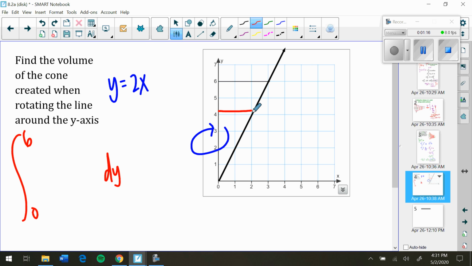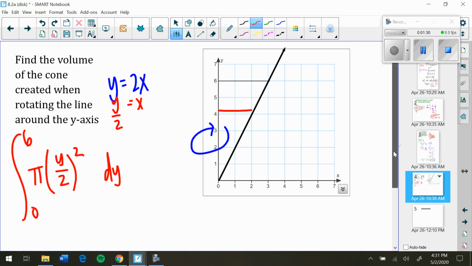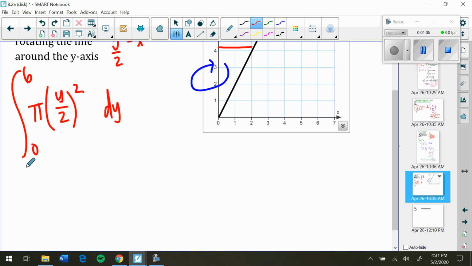Now, my radius this time is actually an x distance. So what do we do? Well, luckily, I can just rearrange this. x is equal to y over 2. So that's going to be my radius. Pi, our radius, y over 2 squared. And honestly, that's it. We're ready now. So let's simplify a little bit. I'm going to pull the pi out. Integral from 0 to 6, y squared over 4, all with respect to y.